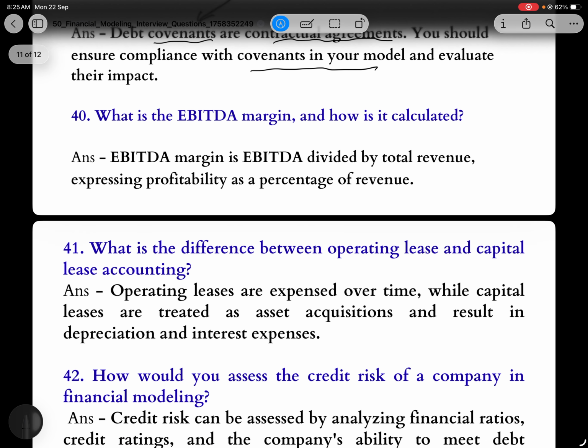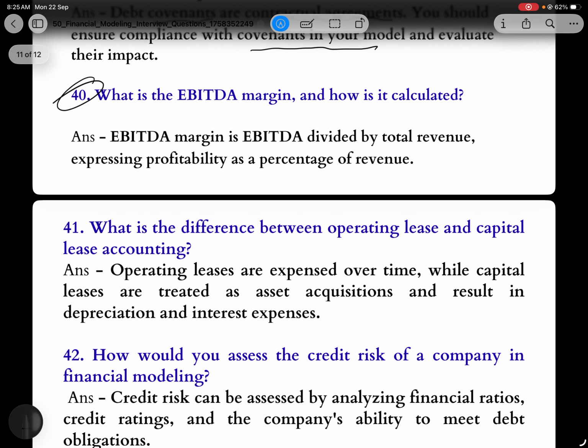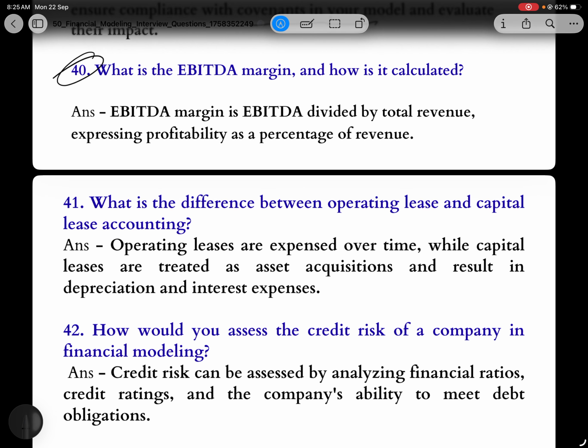So what is EBITDA margin? How is it calculated? It's basically a vertical sort of ratio calculation. EBITDA divided by your total revenue, or it's basically expressed as profitability as a percentage of revenue.